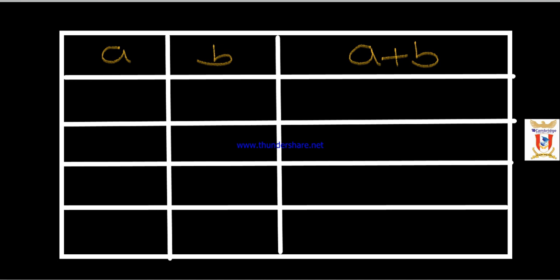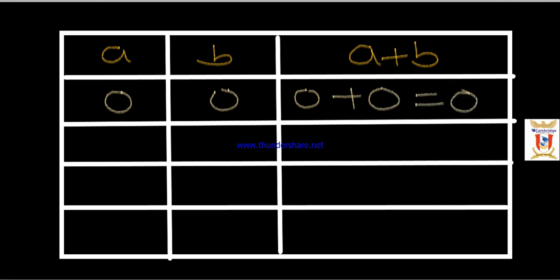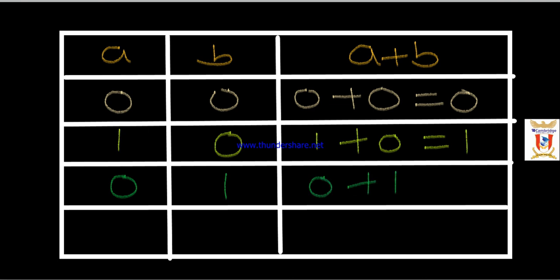So, if A is 0 and B is 0, the answer will be 0. Second, if A is 1 and B is 0, then the answer will be 1. Third, if A is 0 and B is 1, the answer will be 1. The last is, if A is 1 and B is 1.